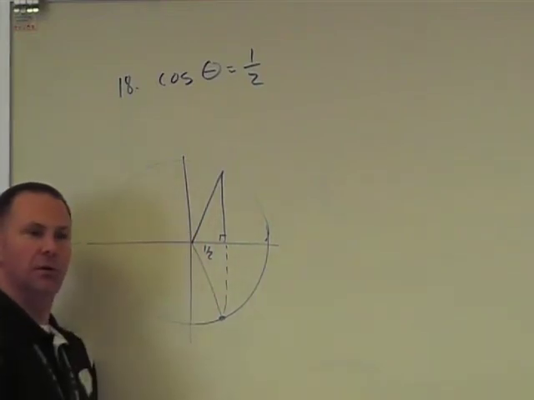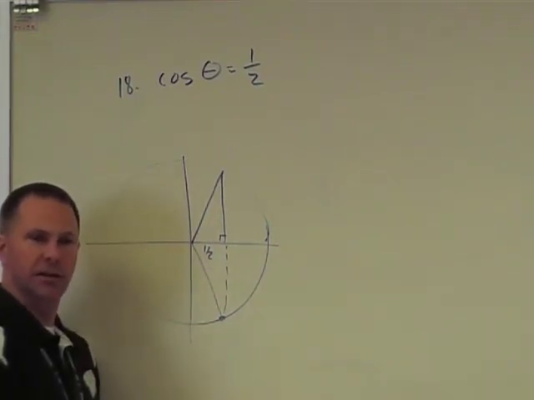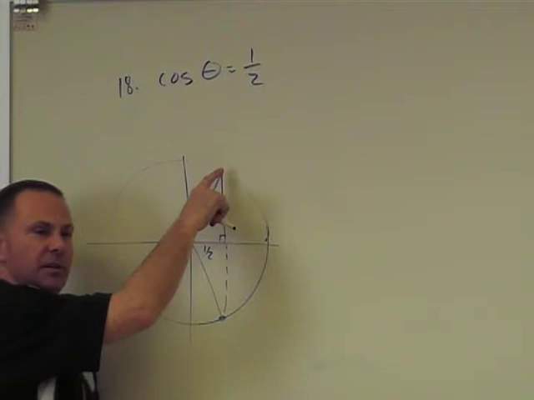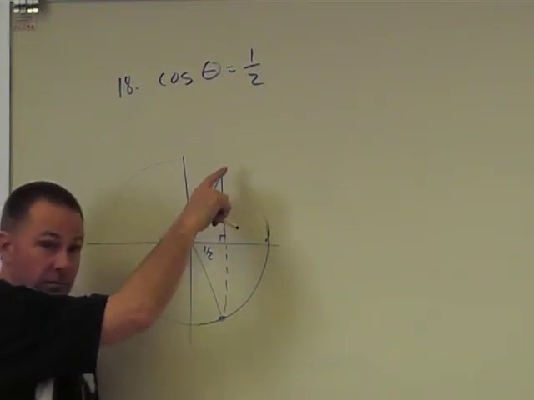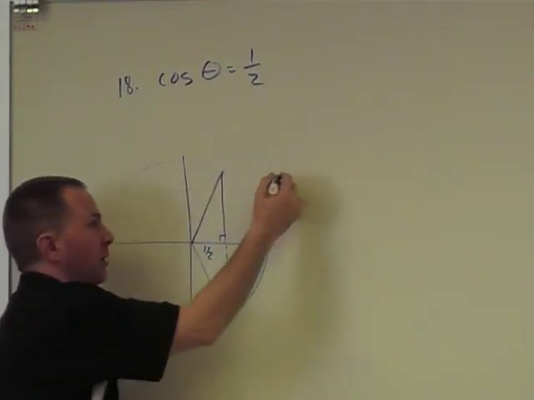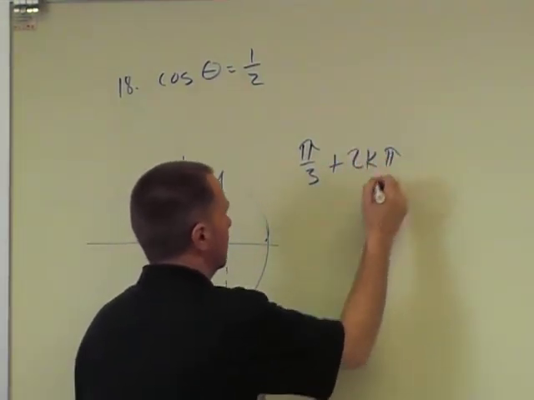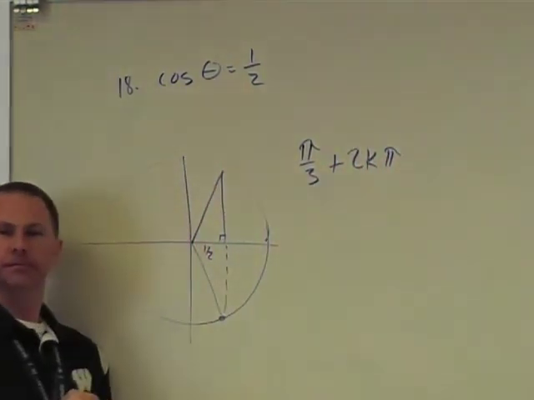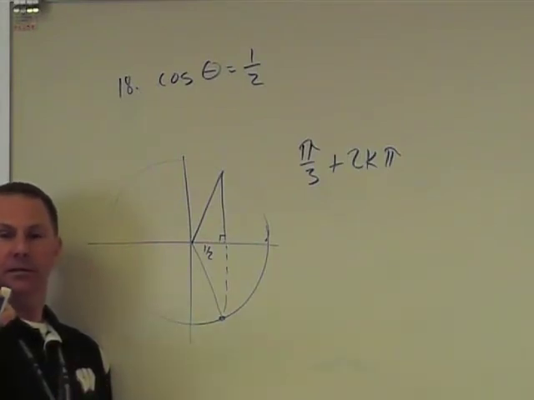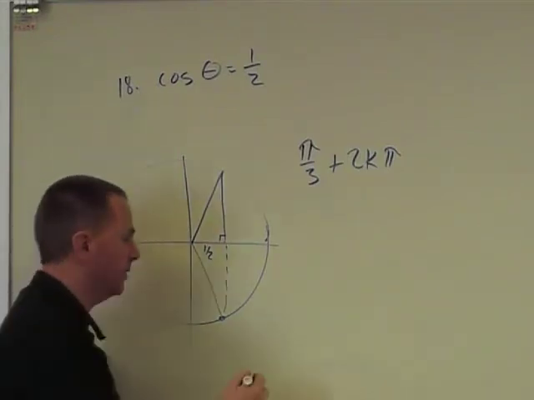Okay, so first of all, what are those in terms of pi? What's this one? 5/3, thank you. Okay. What's this one? Yes. 5/3.